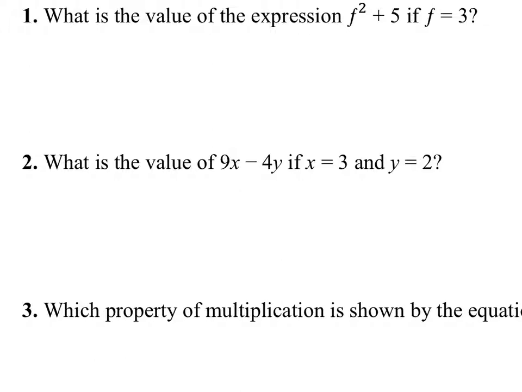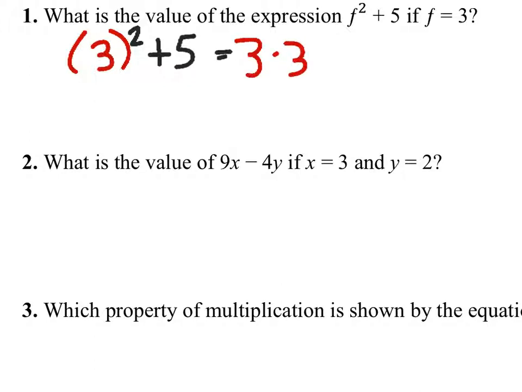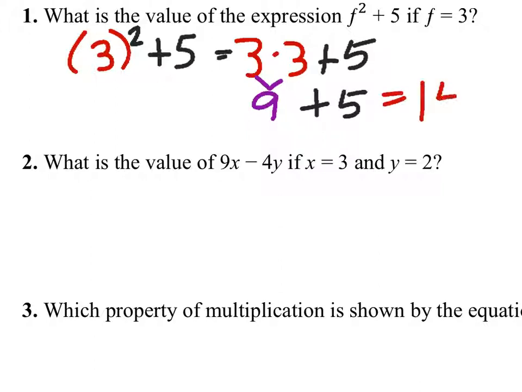What is the value of the expression f squared plus 5 if f is 3? Well, we know that f squared means that it's f times f. And f is 3, so when we see 3 squared plus 5, this is really just going to come out to 3 times 3 plus 5. And we can evaluate this. 3 times 3 is 9. So we got 9 plus 5, which is, as it turns out, 14.